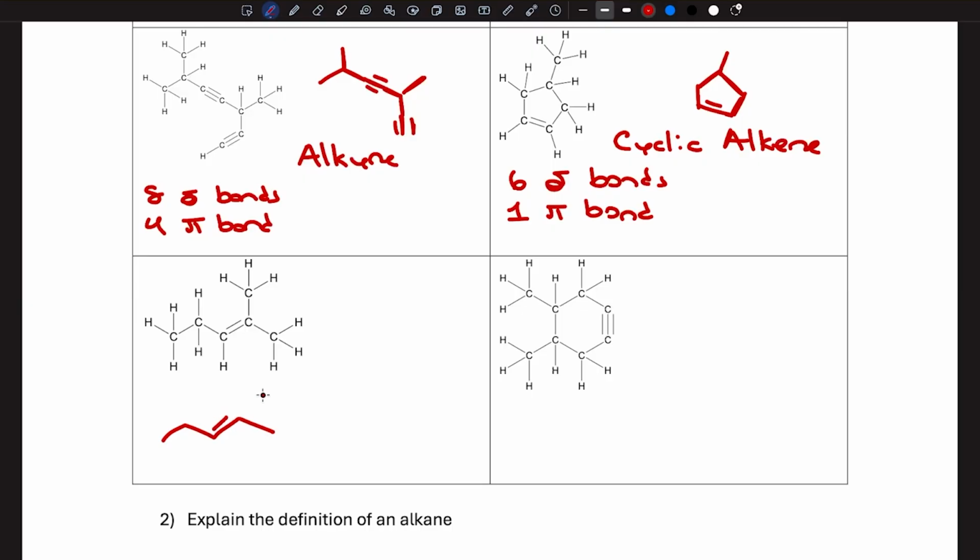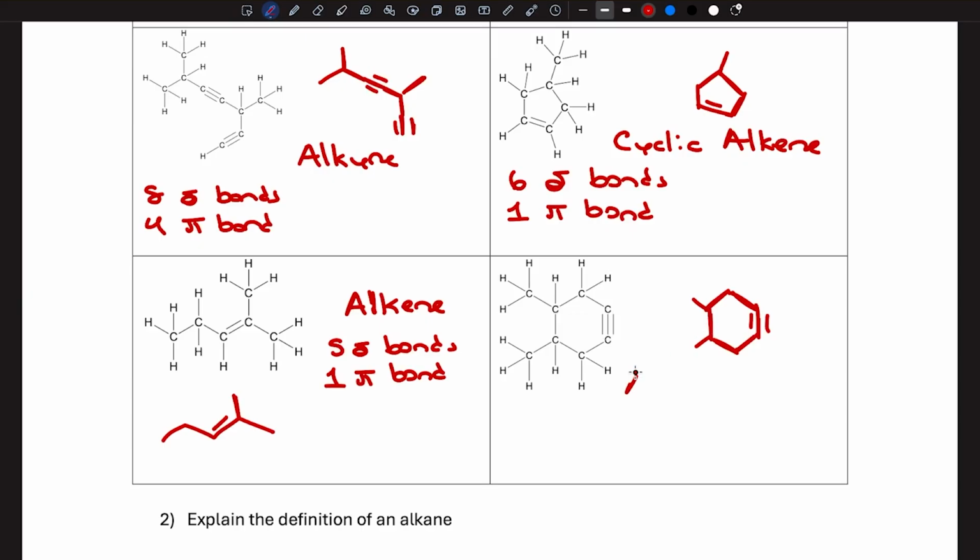The last 2 structures, we have the straight chain of 1, 2, 3, 4, 5 carbons. We have a double bond off here and then a branch, meaning that we do have an alkene with 5 sigma bonds and 1 pi bond. In the final example, we do have this ring with 6 carbons, a triple bond to the right, and then 2 carbons branching off. So we could classify this as an alkyne with 8 sigma bonds and 2 pi bonds.